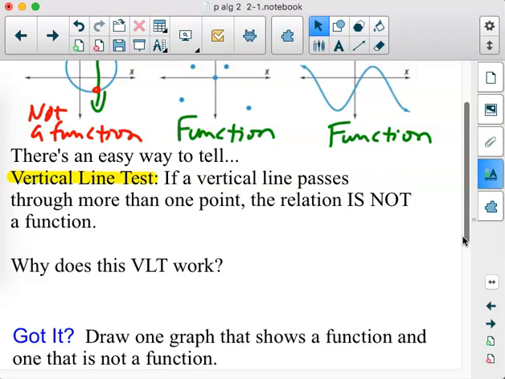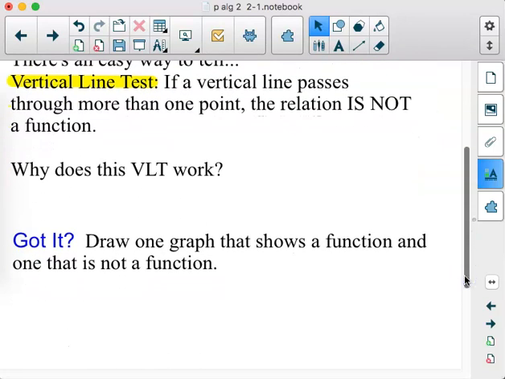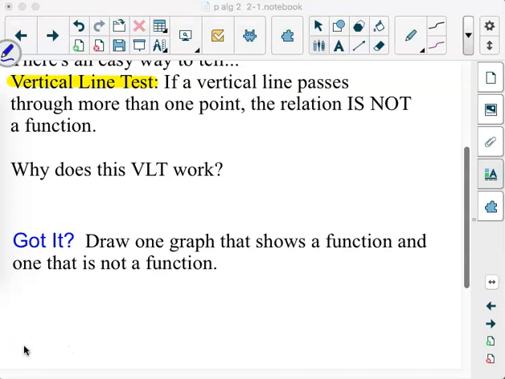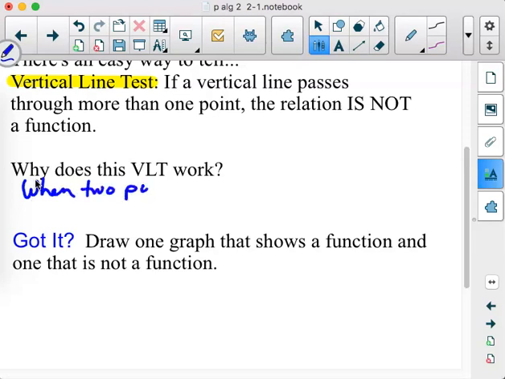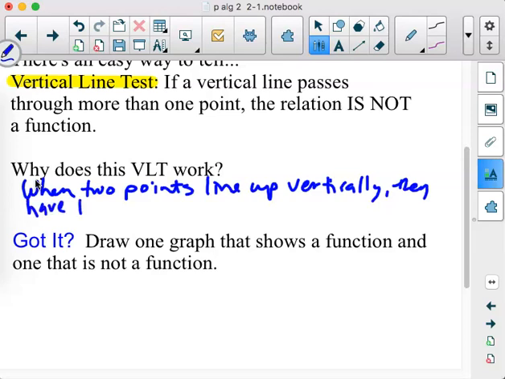And then it says, why does the vertical line test work? So think about that for a second, and I realize that when 2 points line up vertically, they have the same x-coordinate, but different y's.